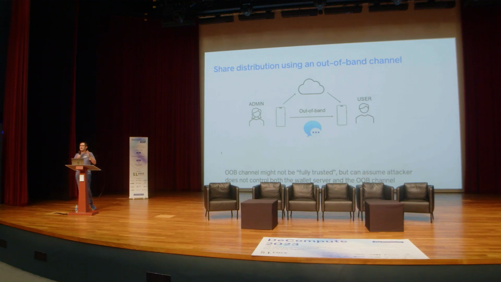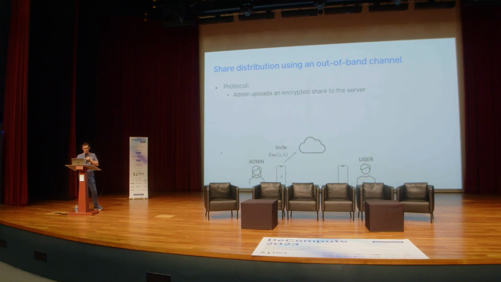The way to think about this out-of-band channel is that it doesn't have to be fully trusted, but you need to assume that the attacker doesn't control both the wallet servers and this channel. So you definitely don't want to send all your credentials and the share over chat, but as a secondary channel, this could be helpful. Let's see how. The simplest thing you can do in this scenario is that the admin uploads an encrypted share to the server and sends the decryption key out of band to the user. Then the user authenticates to the server, downloads the encrypted share, takes the key that it got out of band, and decrypts the share.